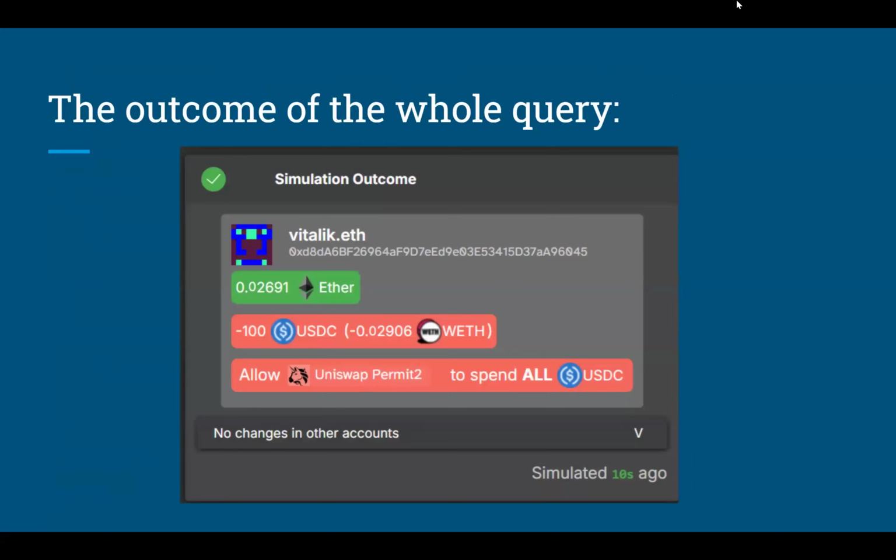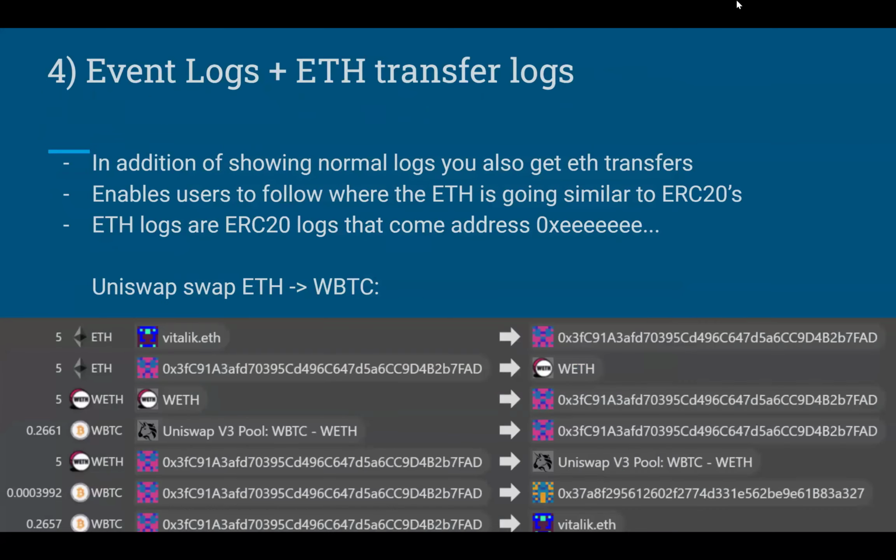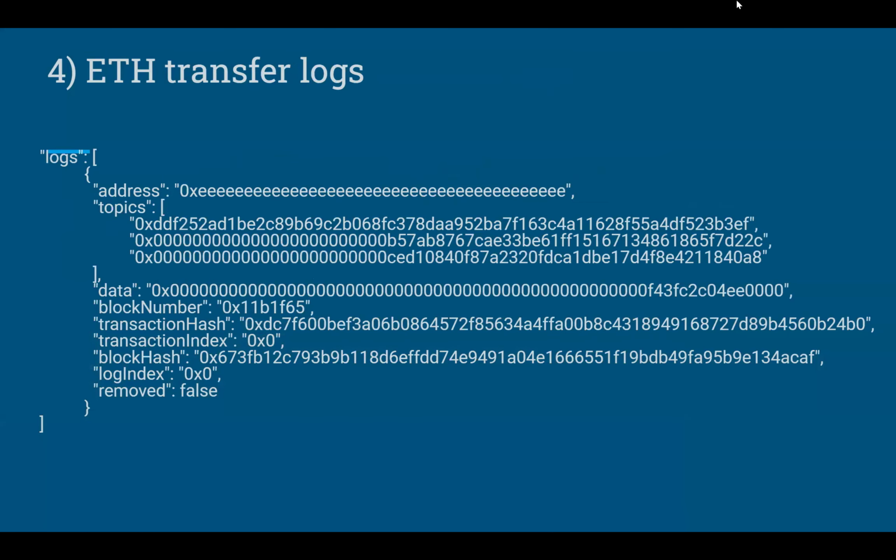And then I saw that the interceptor nicely shows the simulation results: you are gaining some Ether and losing some USDC, and making the permit an allowance. Then I show that you can get event logs and ETH transfer logs out from eth_simulate, and that the ETH logs are ERC20 logs with that special 0xEE address. That's how one log looks. It's the ERC20 transfer log, but that address is special.